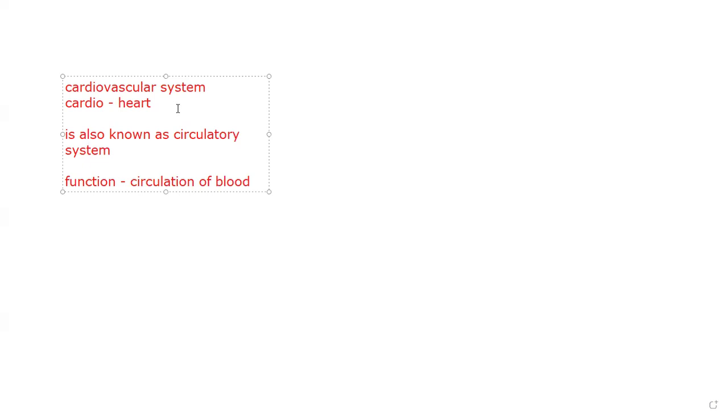So cardiovascular system, cardio is nothing but heart. It is also known as circulatory system, and the main function is circulation of the blood. The cardiovascular system consists of arteries and veins. Arteries carry oxygenated blood, whereas veins carry the deoxygenated blood.